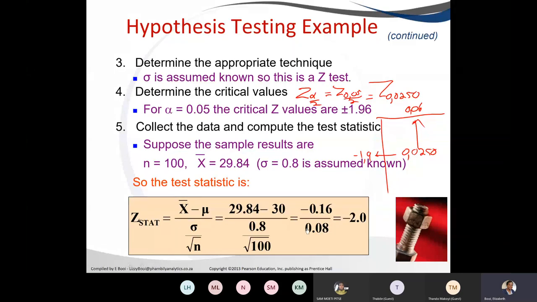Now I need to make a decision based on my critical value. Remember, I know that I'm doing a two-tailed test, so it means I have two regions of rejection. I have -1.96, and on this side we have 1.96. So I'm going to take this value and see where it falls, in those regions of rejection, or inside the white area.